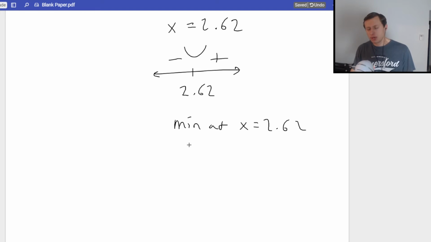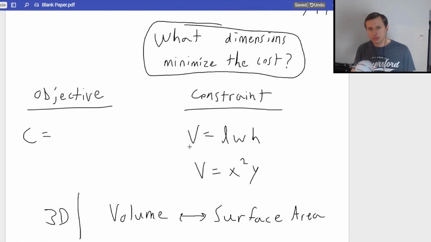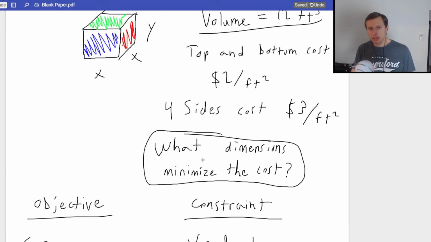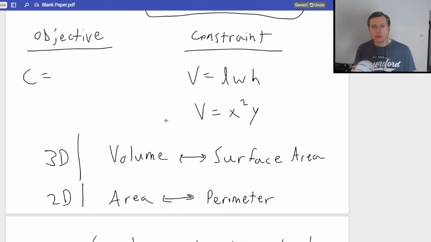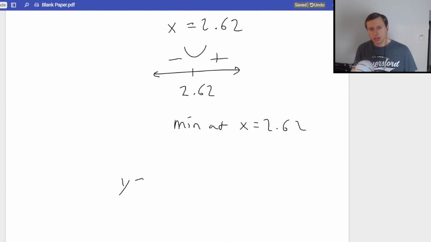Okay? Now, we're not done this problem yet because, again, what was the question? I'm going to scroll up. We wanted to find what dimensions minimize the cost. So we found one of our dimensions. It's x. How do we find y? We have that nice equation from the constraint that says y equals 12 over x squared. Remember that from the beginning? So y equals 12 divided by 2.62 squared.